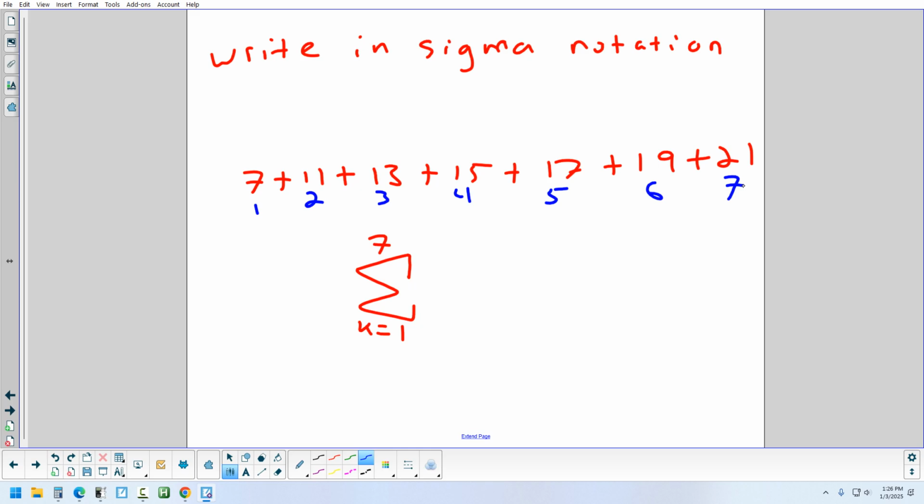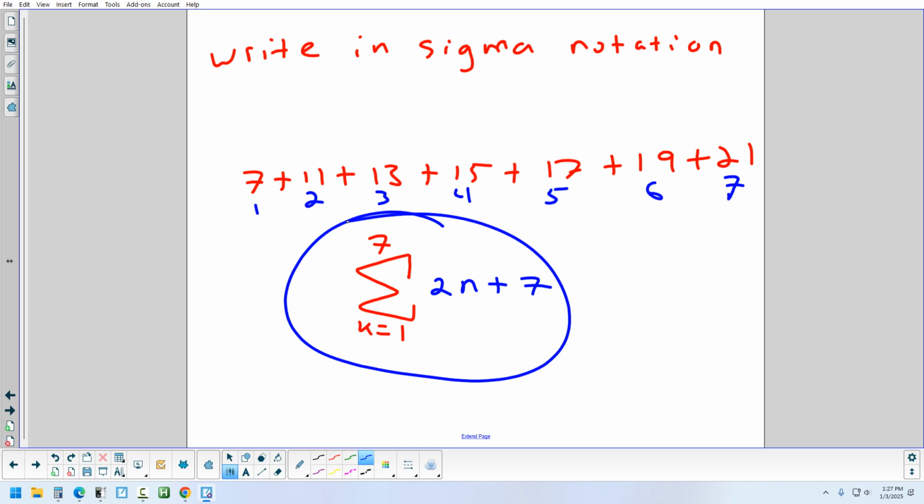Anybody think they see it? Multiply by 2, add 7. Multiply by 2 and add 7. So let's see. If you multiply this by 2, you get 10. And then if you add 7, you get 17. 6 times 2 is 12. What's 12 plus 7? 19. If you multiply 7 times 2, you get 14. 14 plus 7 is 21. Yep, that's the pattern. 2n plus 7. And that's how you would convert something that's expanded back into sigma. All right. Any question on that one? Okay.